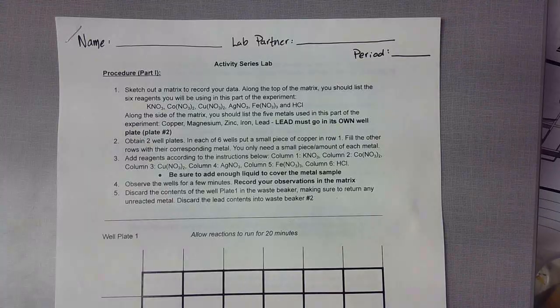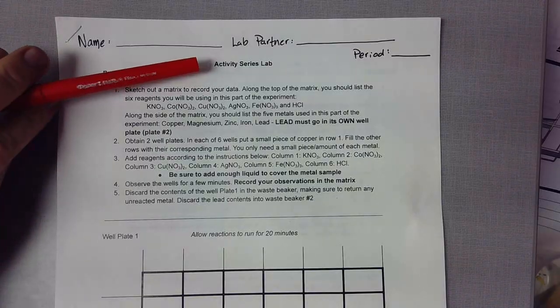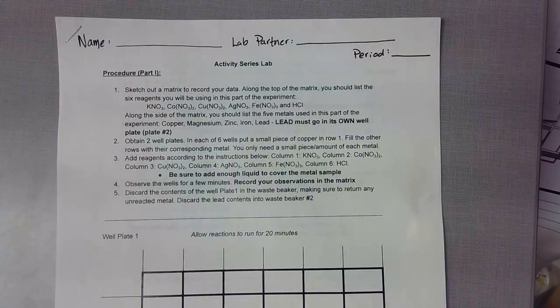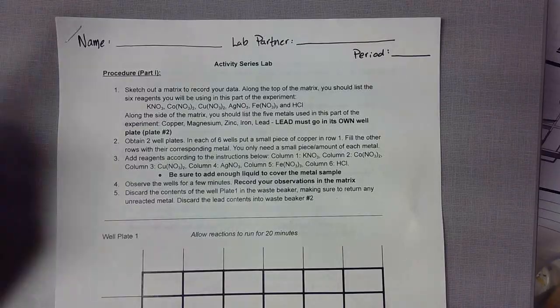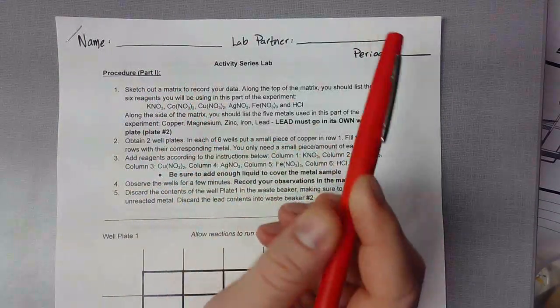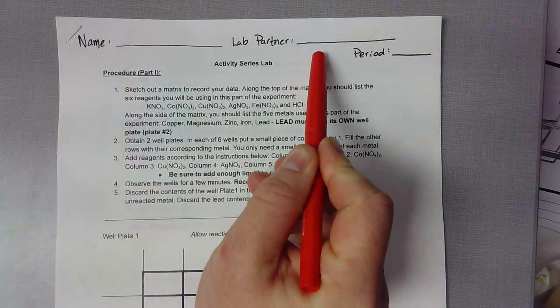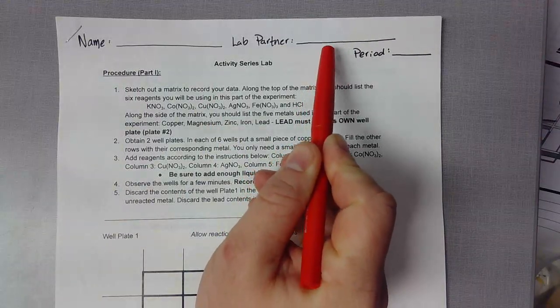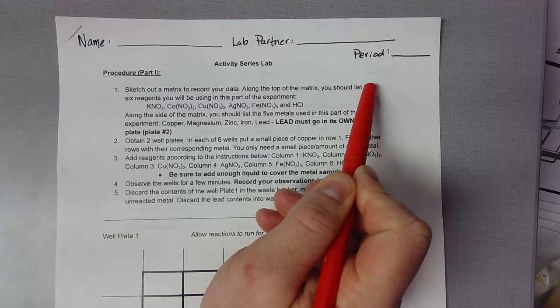So, first thing I need you to do is something I've already done on my paper. At the top of the activity series page, please write down your name, first and last, as it appears in campus, and your lab partner's name. If you have two lab partners, list both and your class period.